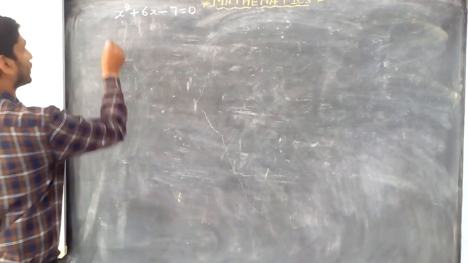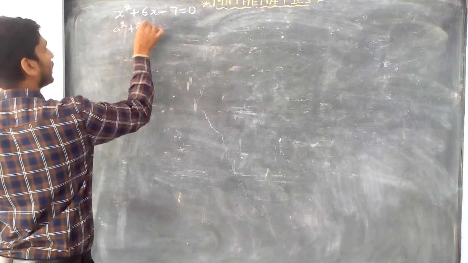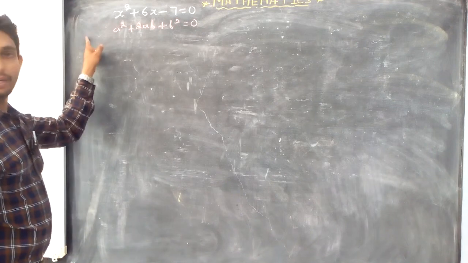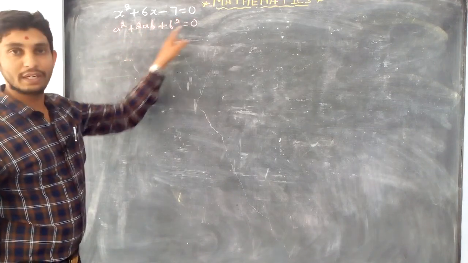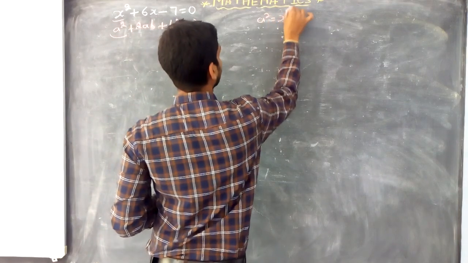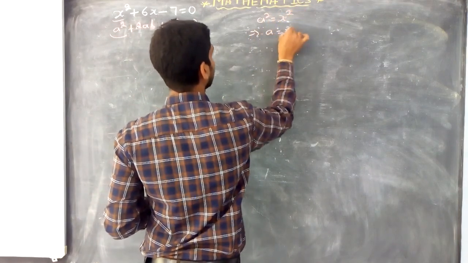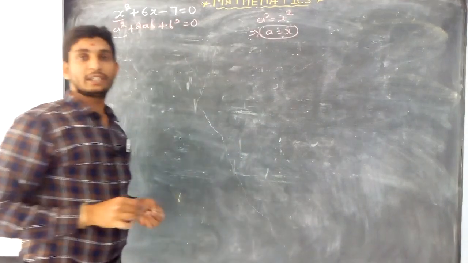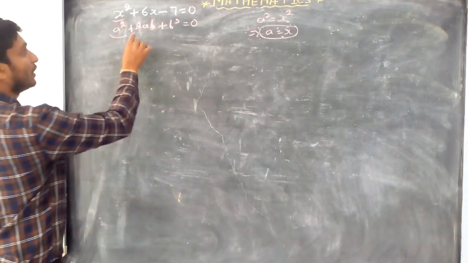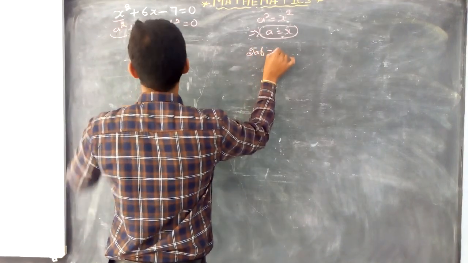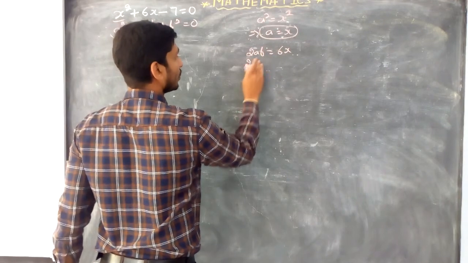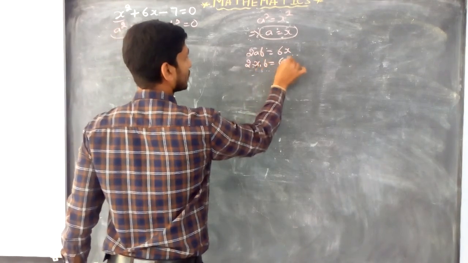That's why you have to compare with a square plus 2ab plus b square equals 0. Right here, compare with a square plus 2ab plus b square equals 0. See, in place of a square, what is there? x square is there, which implies a is equal to x. Yes, a square is x square. Next, in the place of 2ab, what is there? 6x is there. 2 into a means x into 2 into x into b equals 6x.